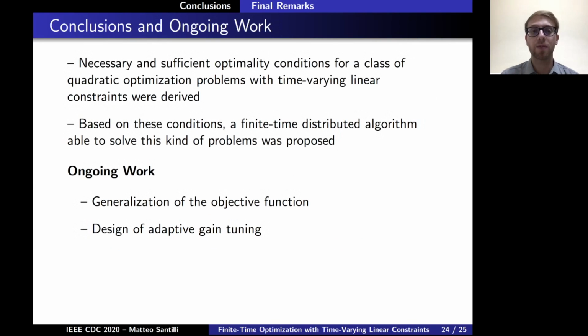To conclude, what we provide to you today is a necessary and sufficient optimality condition for a class of quadratic optimization problems with time varying constraints, and based then on such condition, we propose a distributed algorithm that is able to track in finite time the optimal solution. We are now working on a manuscript that generalizes the objective function and also designs an adaptive tuning gain that removes the need for any prior knowledge on the system for the gain alpha.